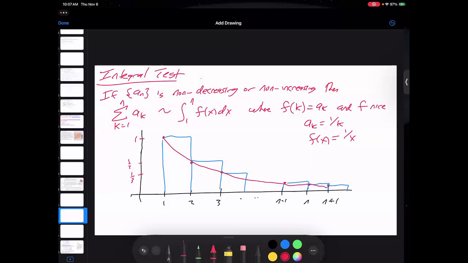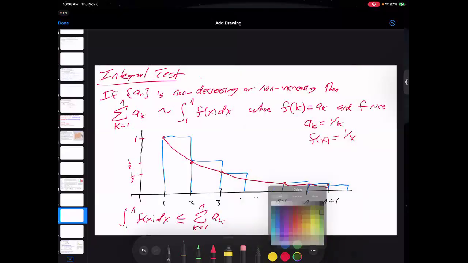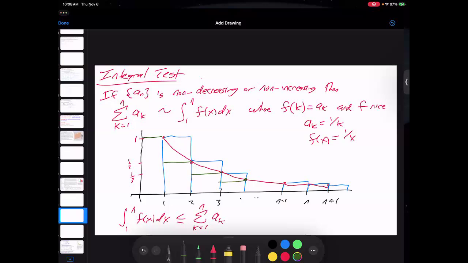So if I plot this, are the blue boxes going to be an overestimate or an underestimate? Overestimate. So we would get the integral from 1 to n of f of x dx is less than or equal to the sum, k goes from 1 to n of a_k. Yes? And now let's get an upper bound. What I'm going to do now is I'm going to have all of my stuff go to the left.